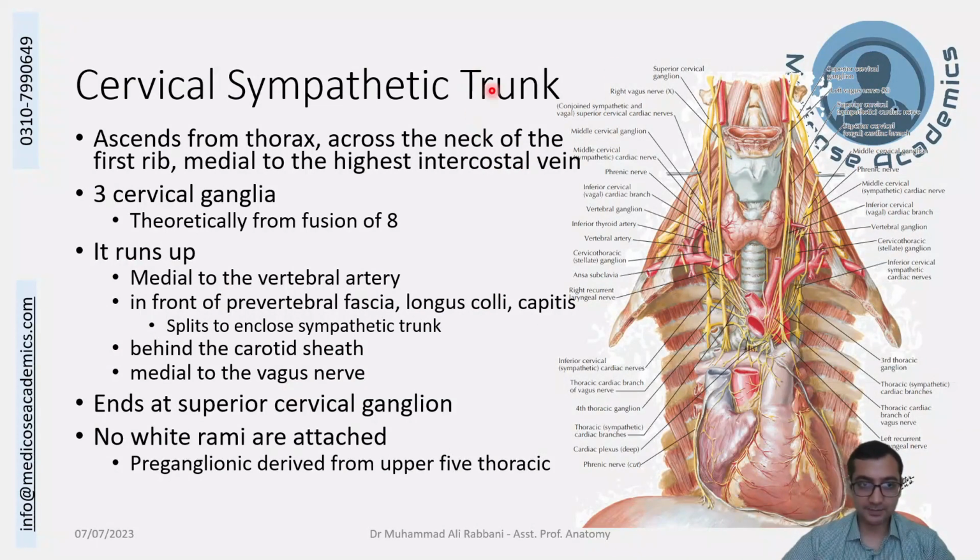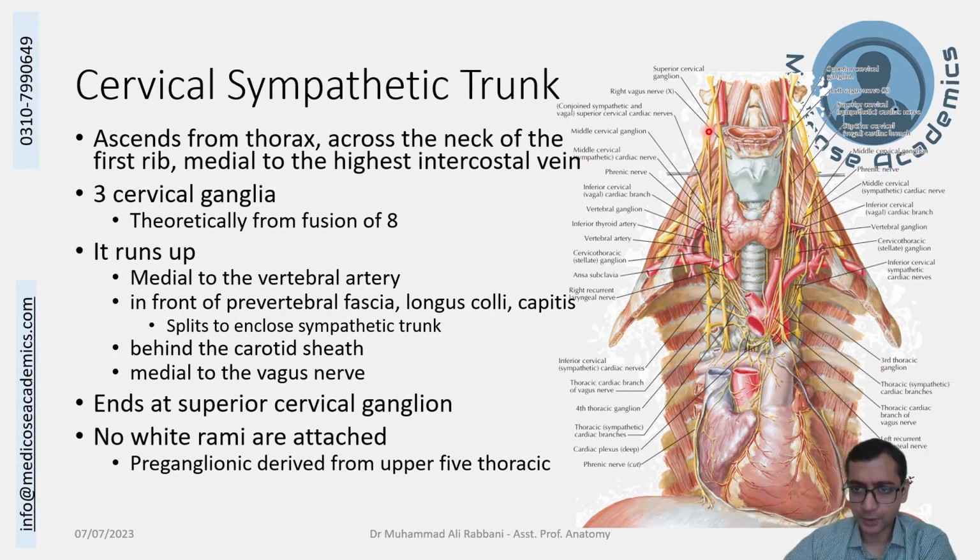You may have skipped ahead to the cervical sympathetic chain. It is in the neck, from the base of the skull to the thoracic inlet, the first rib, and it is medial to the highest intercostal vein. That's something about the relations. I have not shown a picture here.